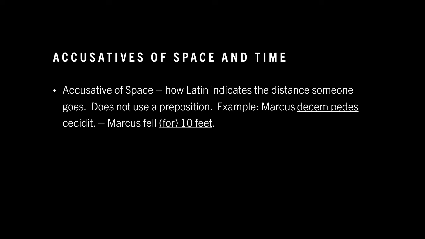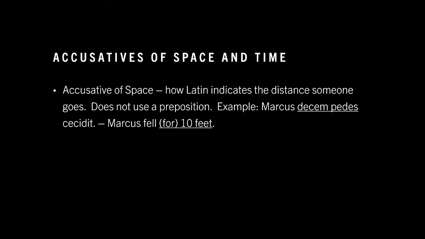But the "for" just reminds us that we're talking about a distance that he fell, the measurement of how far he went. Okay? So that's the accusative of space. So usually when you have this, it's going to be with those phrases mille passus and milia passuum that are on your vocab list. Those are the terms for mile and for miles, respectively.